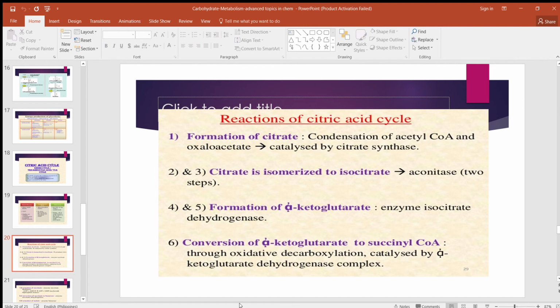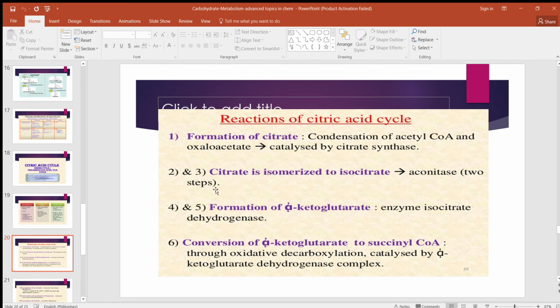So reactions of the citric acid cycle. So number 1 is the formation of the citrate: condensation of acetyl coenzyme A and oxaloacetate, catalyzed by citrate synthase. As I have said, yung pyruvic acid kanina must be converted into acetyl coenzyme A kasi yung acetyl coenzyme A is the only molecule that can be recognized by your citric acid cycle. Yung citrate synthase nyo na yan is an enzyme. Okay, so magko-condense yung acetyl coenzyme A and oxaloacetate.